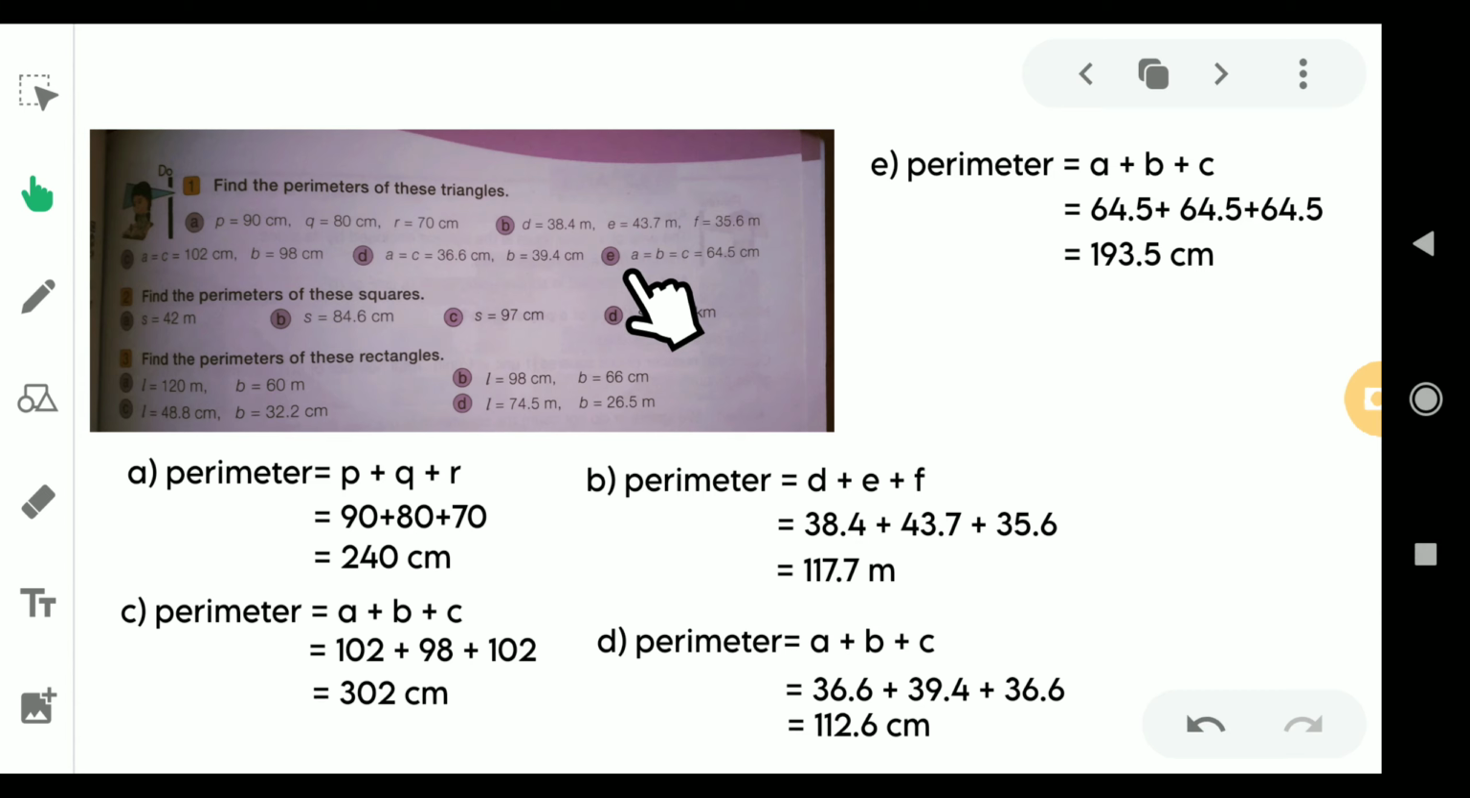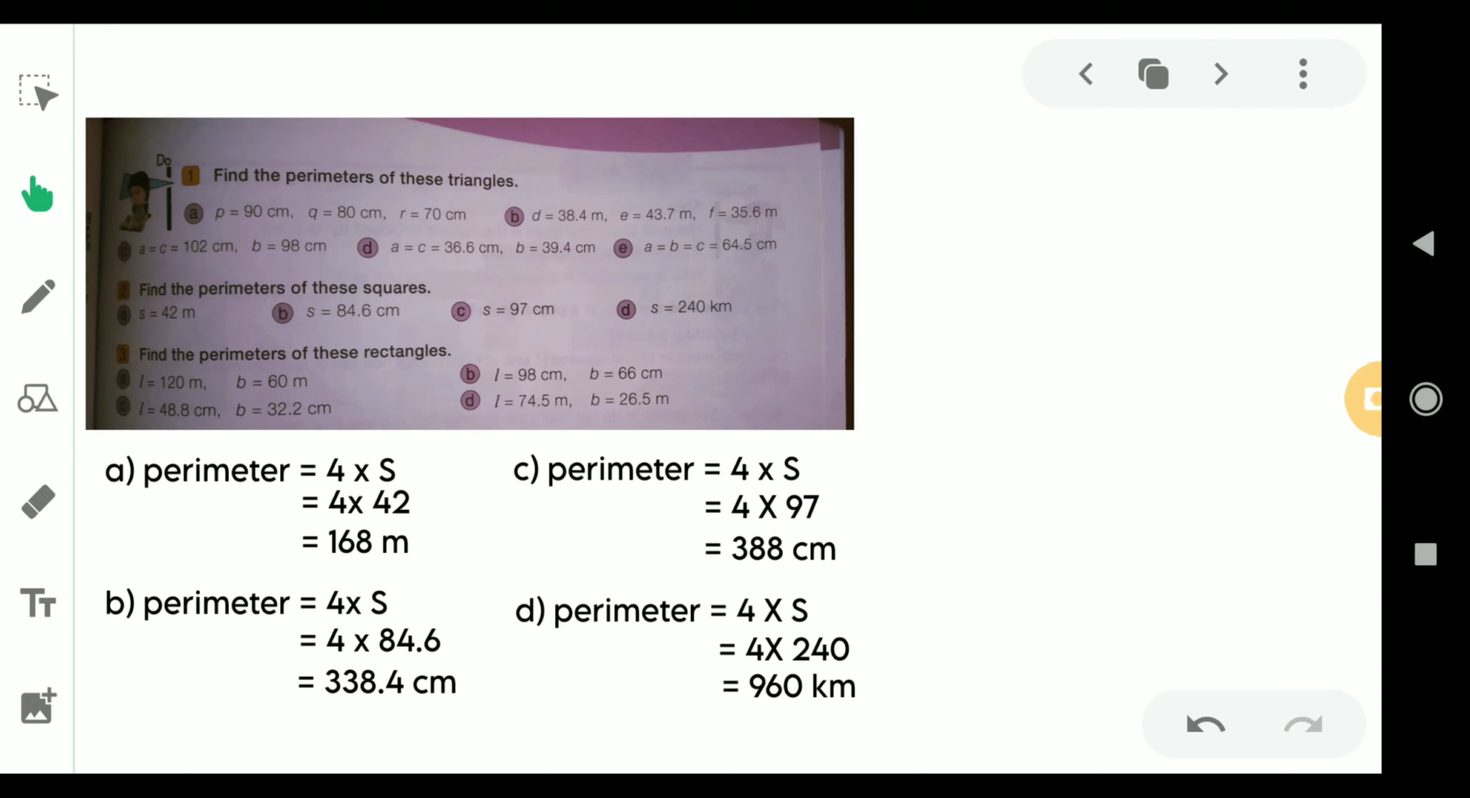And the last triangle is this. Here, just look, A, B and C, all three sides are equal and they have the measurement of 64.5 centimeter. So A plus B plus C, because all the sides have the same length, that's why add 64.5 three times and it would give you 193.5 centimeter. So this is the perimeter of the fifth triangle.